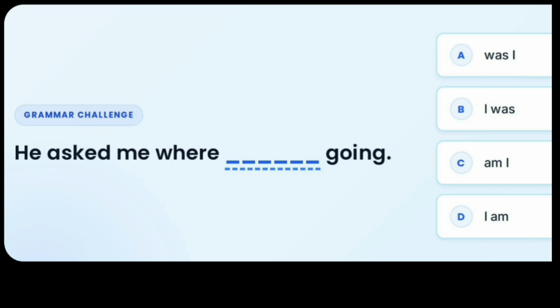Question number 56. He asked me where dash going. A. Was I? B. I was. C. Am I? D. I am. Pause the video and try to do it by yourself, students. The correct answer for this question is choice B, I was is right. Students, let us see its reason. Indirect reported questions use normal statement word order, subject plus verb, instead of question word order. For this reason, choice B is the correct answer.